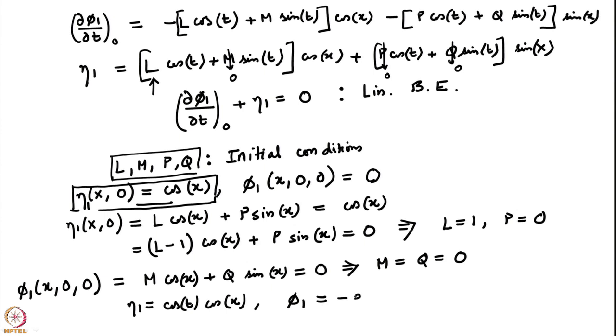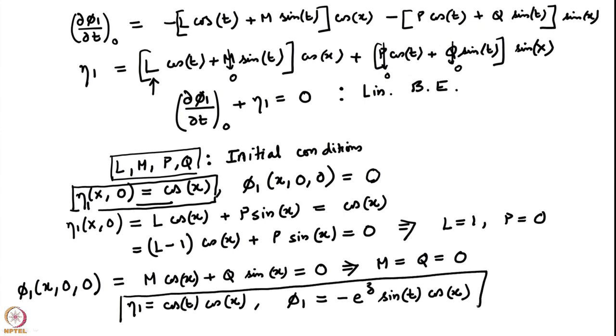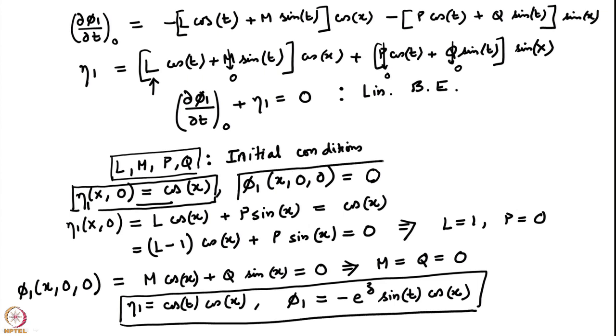Minus e to the power z sin t cos x. This is our solution to the initial value problem, where the initial conditions are this and that, and our initial conditions have determined the value of L, M, P, Q for us.